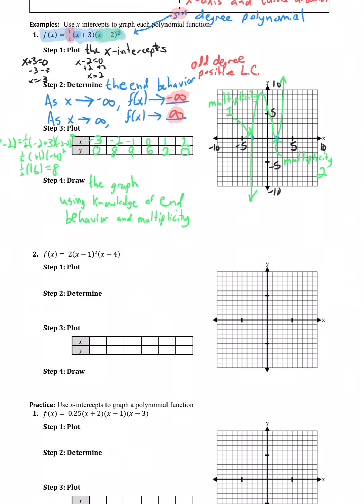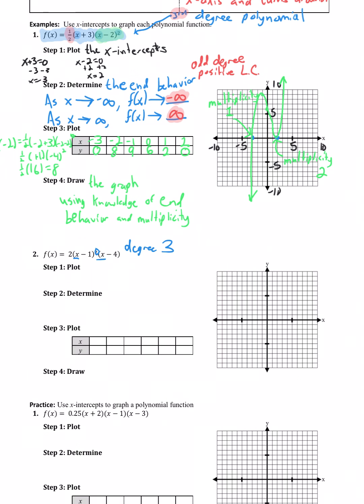Okay. Problem number 2, 2 times x minus 1 quantity squared times x minus 4. This is another example of a degree 3 polynomial. It's got a degree there, 2 degrees, 3 degrees. All right.